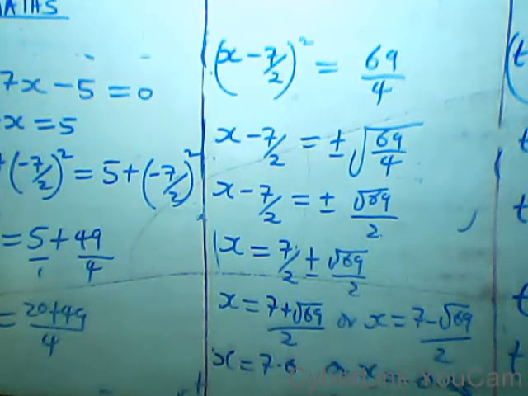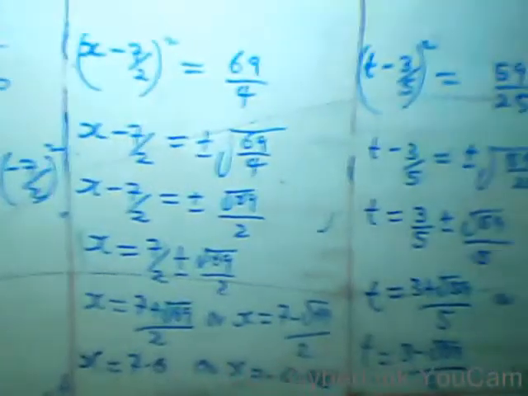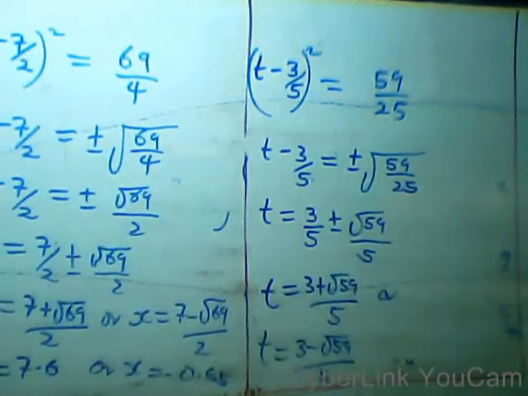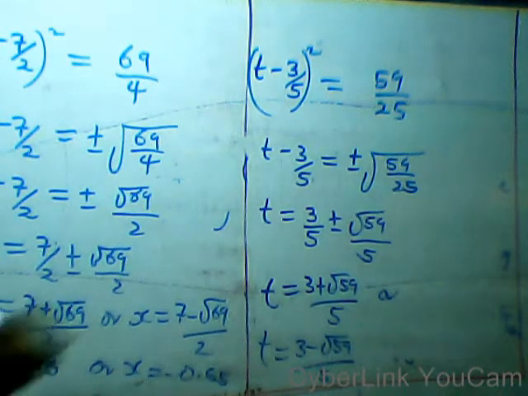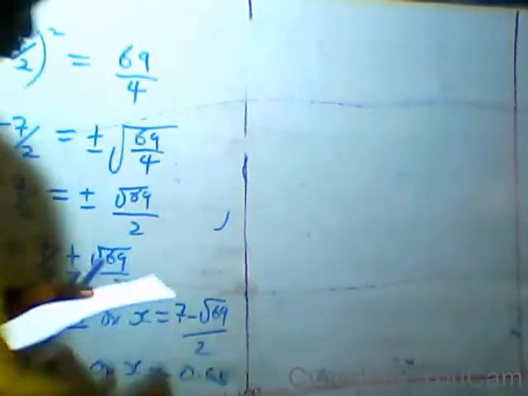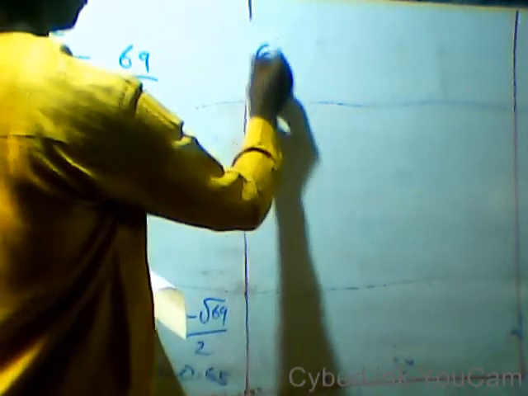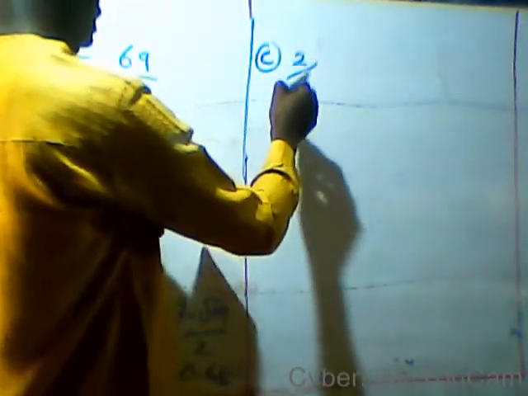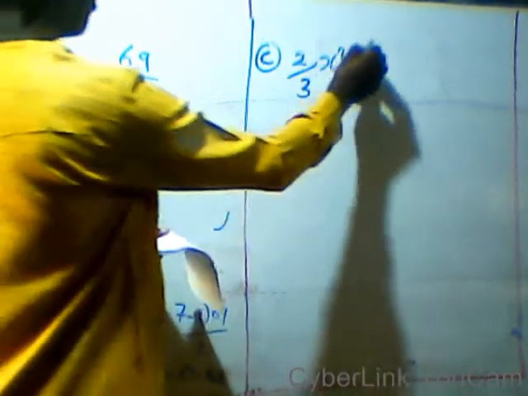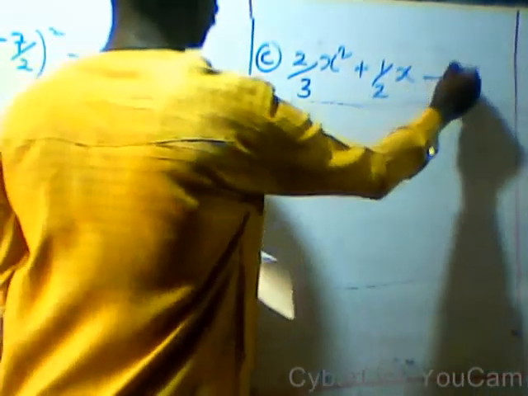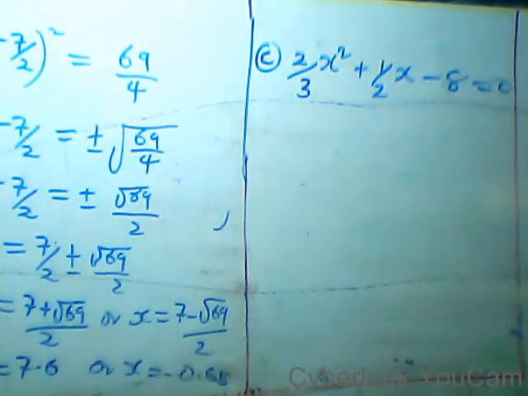The last one has to do with fractions, and it involves the use of the complementary method. The C part, where you have 2/3 x squared plus 1/2 x minus 8 is equal to 0. You look at this, it's different from the one we have been solving, although it was similar to the one we factorized. So we are going to apply the same method.